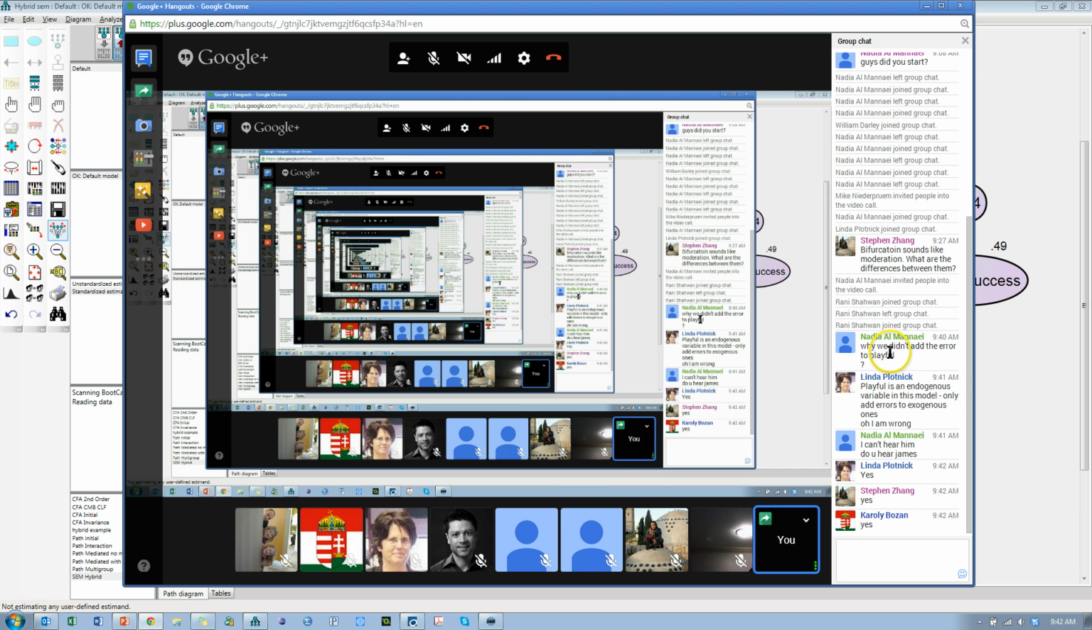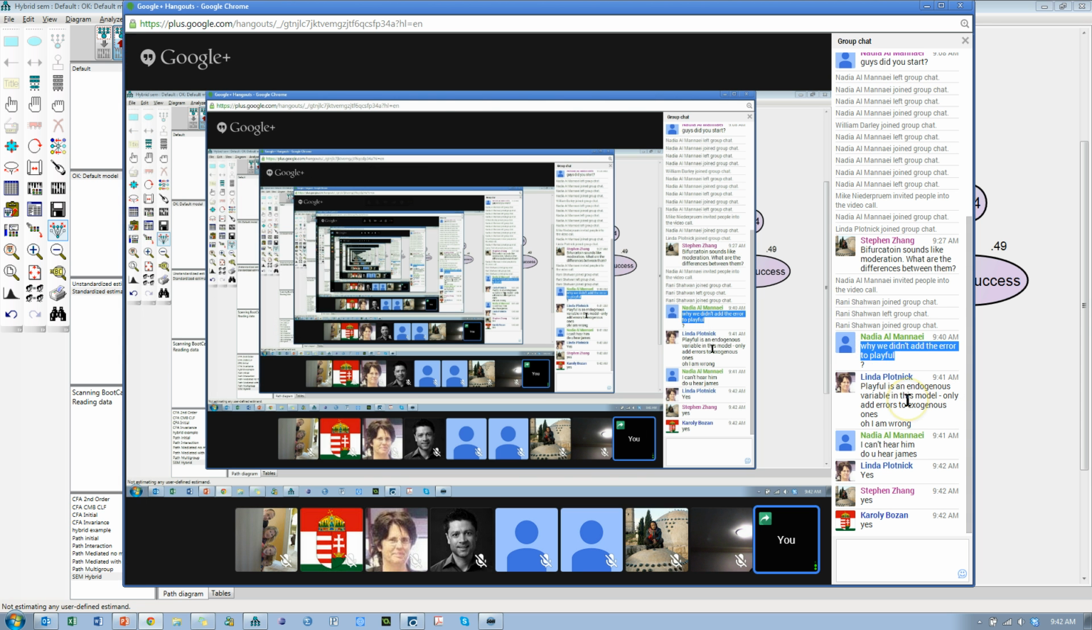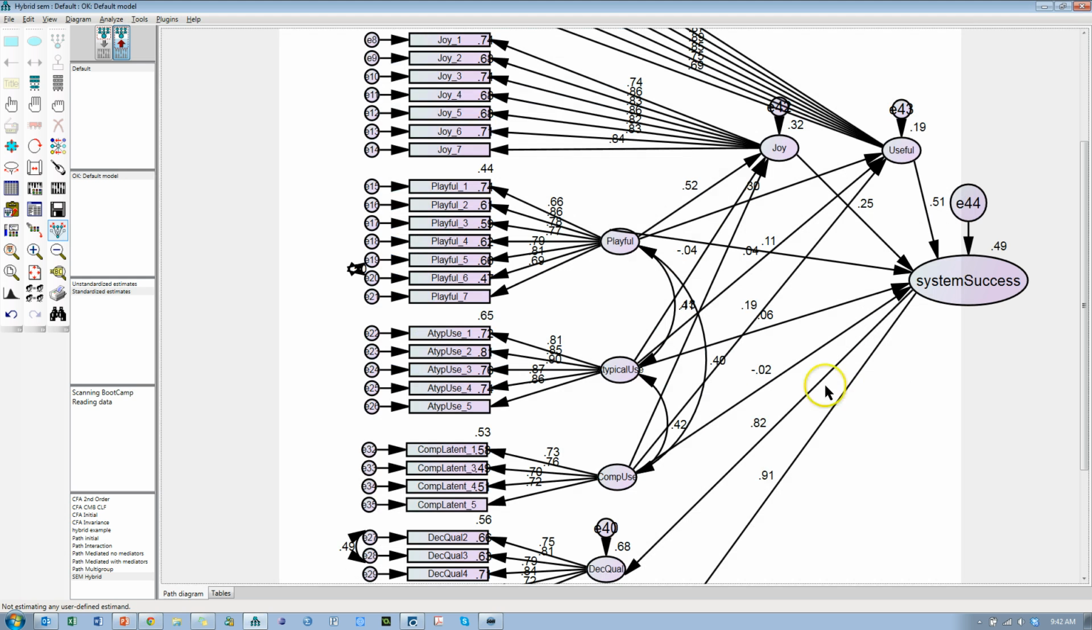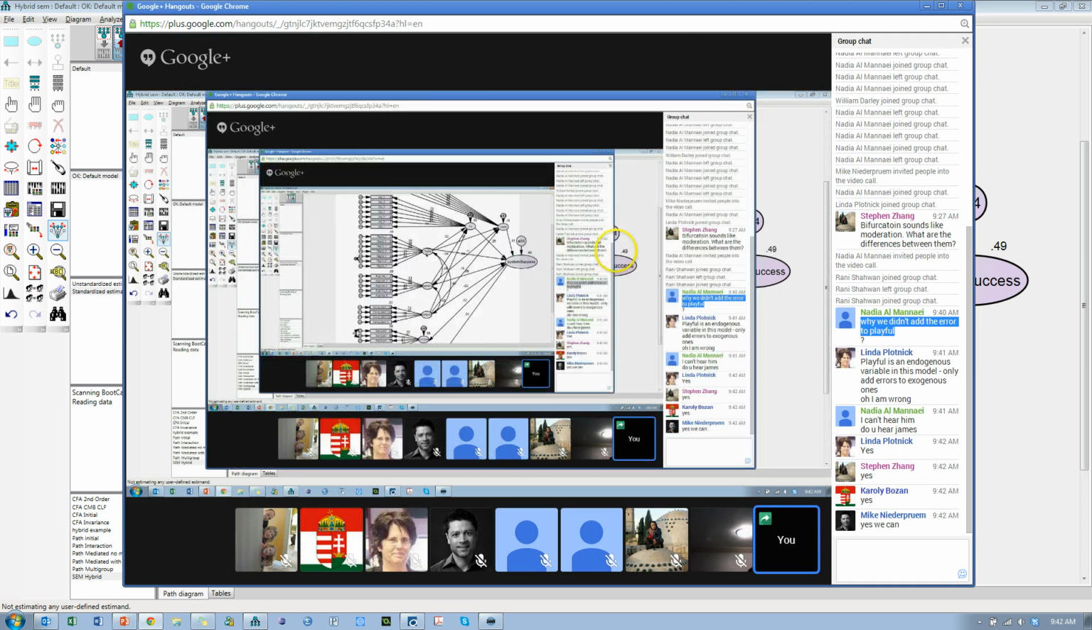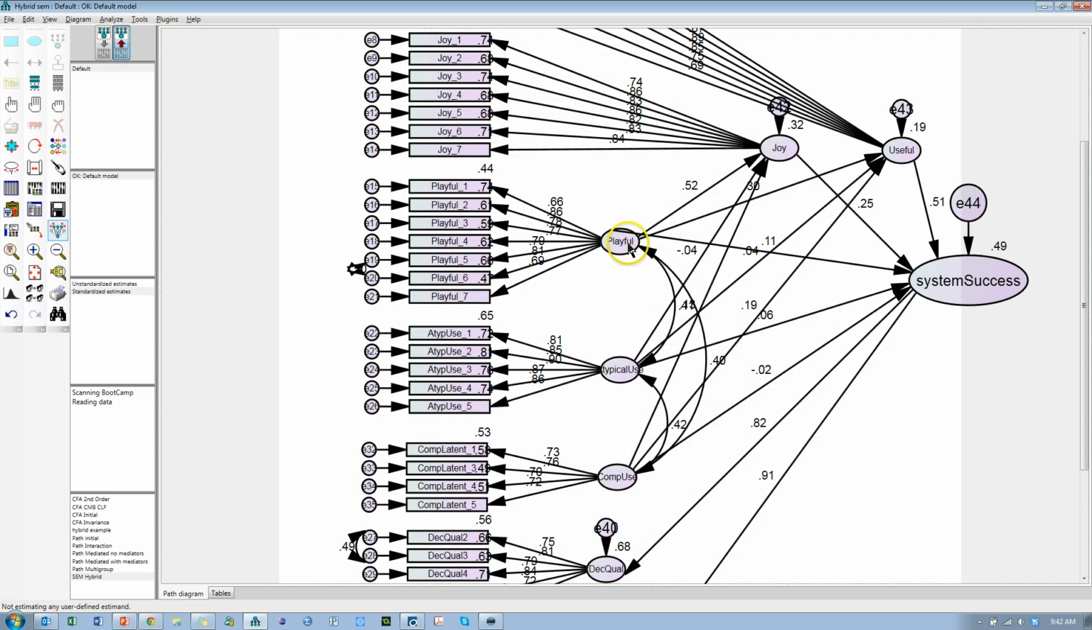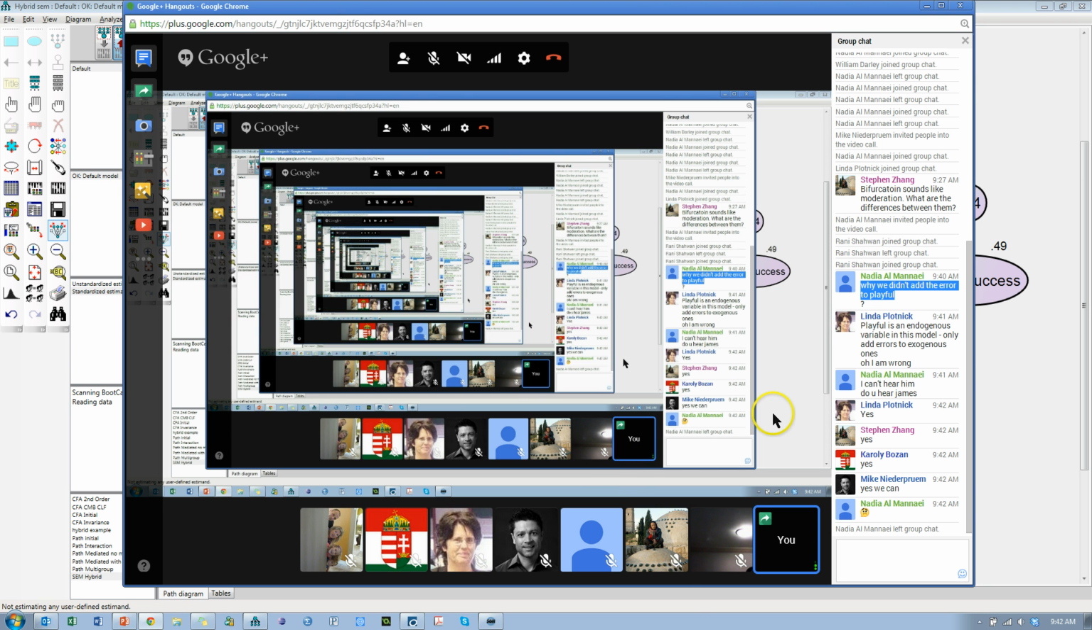Why didn't we add an error to playful? Because playful is exogenous. There's no arrow going into it. Here's playful over here. There's no regression upon playful, and so there's no estimation error. That's why I didn't add it to playful. We didn't add it to playful, atypical use, or comp use, because there's no single-headed arrow or regression going into it.